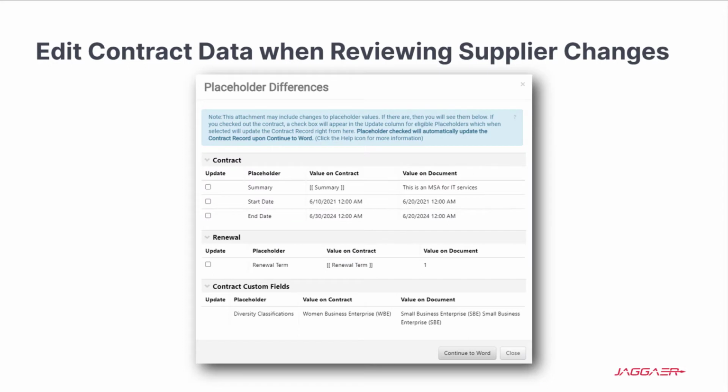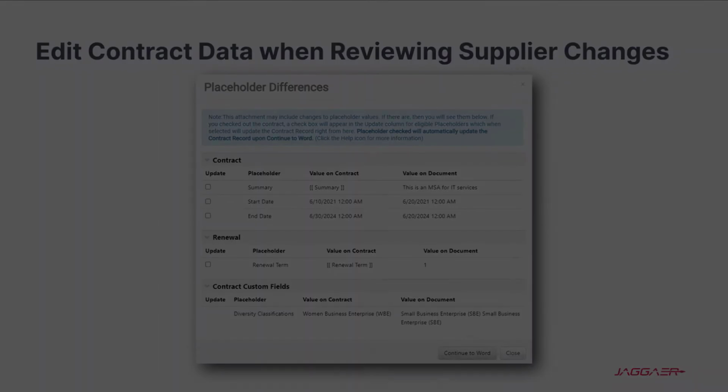And this is what a contract manager might see if they are reviewing changes that the supplier made to the Word document in the Communication Center. Any changes the supplier made to the contract metadata placeholders are identified, and the contract manager has the option to accept or decline the changes to eligible placeholders. If they're accepted, they will be automatically applied without the contract manager having to navigate back to the contract record and manually make those changes. Now let's go into Contracts Plus and have a look at how this feature works.